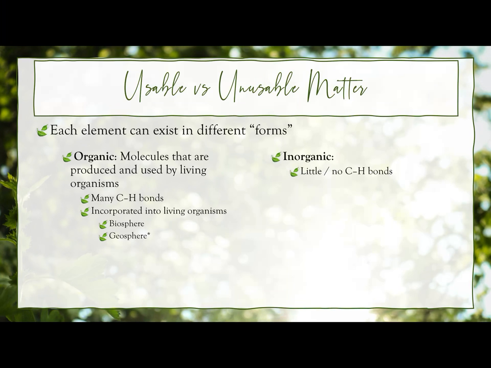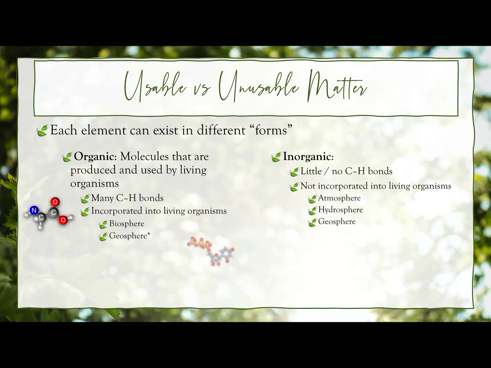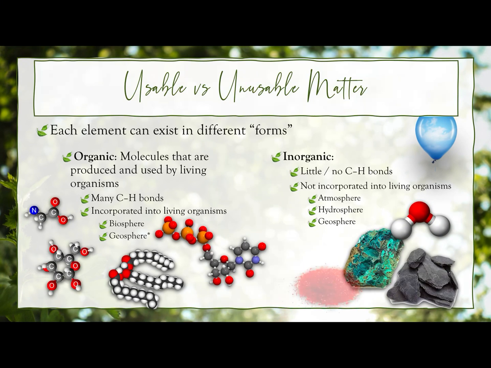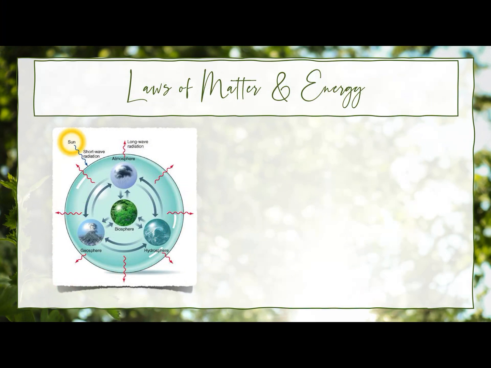On the flip side of that, inorganic molecules are those that have very few or no carbon to hydrogen bonds and no carbon to carbons. Very, very simple, and these are things that we tend to see more often in the atmosphere, hydrosphere, and geosphere. So on the organic side, we're looking at those 4 classes of organic molecules that we looked at in our last unit. For the inorganic matter, things like different types of air, water, minerals, rocks, and salts are all considered inorganic.